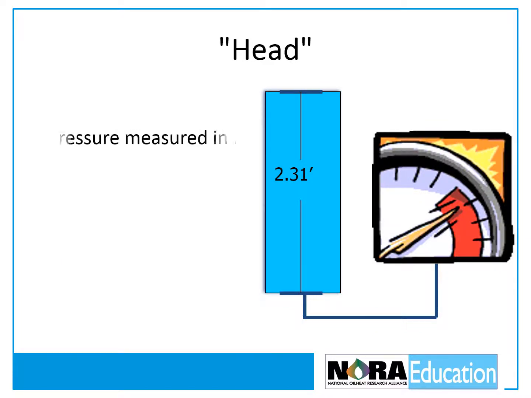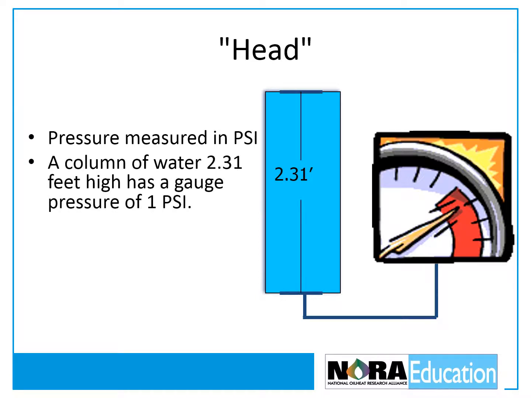Pressure is generally measured in pounds per square inch, or PSI. And to convert PSI to head loss is quite simple. First, you know a column of water 28 inches high, or 2.31 feet, has a gauge pressure at the bottom of 1 PSI. Therefore, 1 PSI of pressure drop in a system equals 2.31 feet of head.